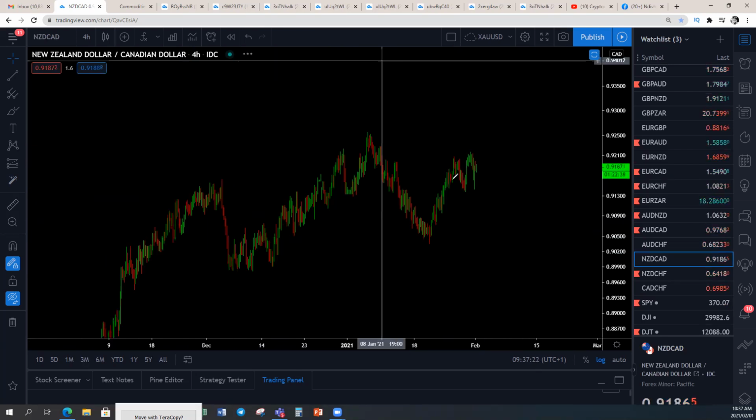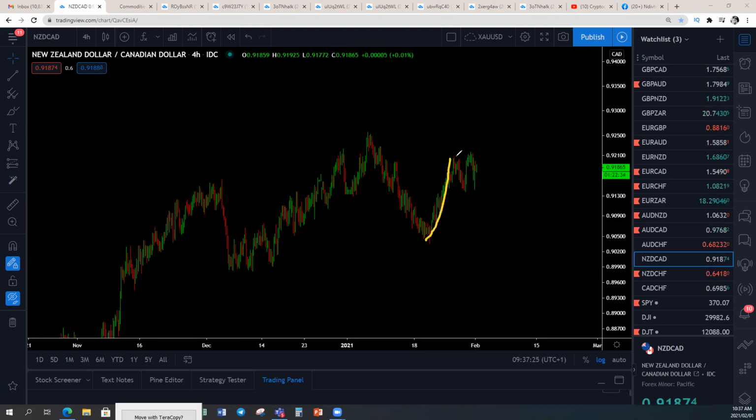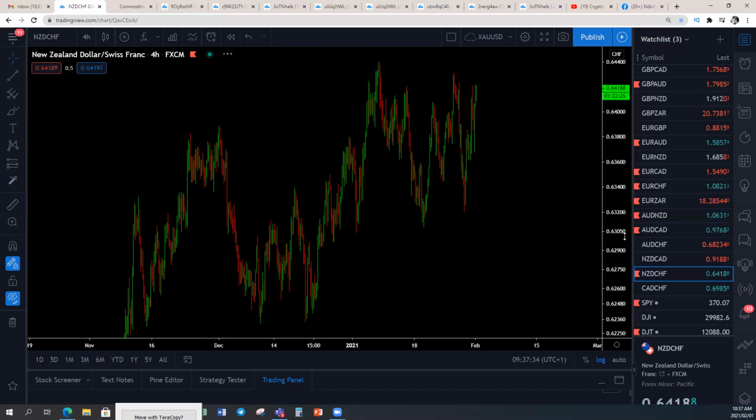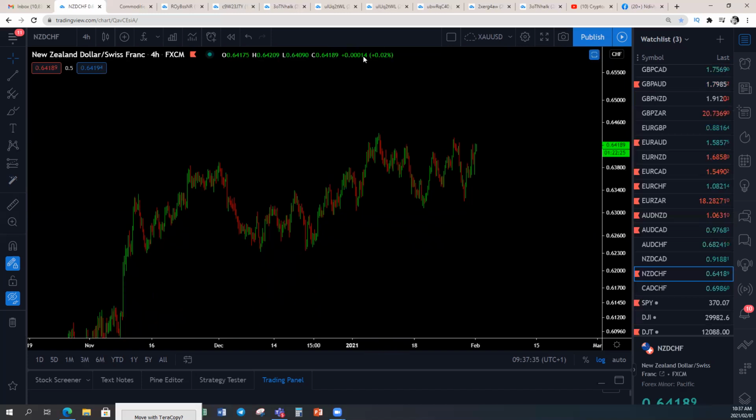New Zealand CAD, after a resumption of this move to the upside, looks like we're making a flat, and we're going to see this one come retest the top here. New Zealand Swiss. So the New Zealand pairs, you can see they're doing exactly the same thing. 3 waves down, 3 waves up. This one makes a move to the downside. We're expecting this to do this, just like New Zealand US dollar, but this one has already made a move to the upside. Let's see if this is going to happen.